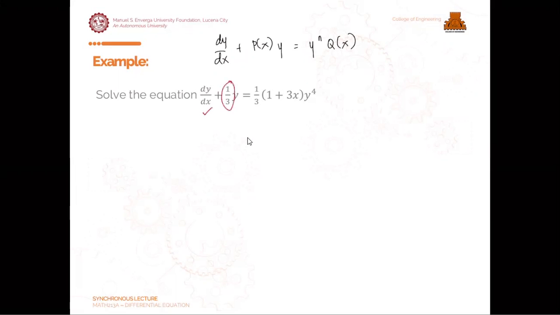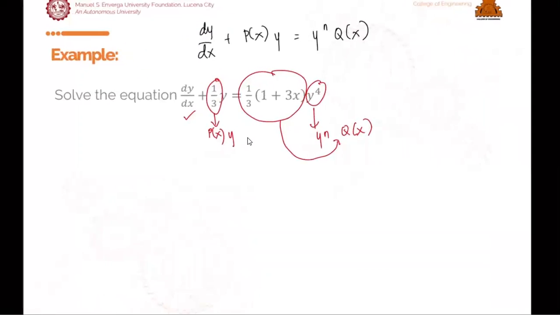Okay. Ito is yung p of x, y, and then ito yung y^n, ito yung q of x. Okay? So therefore, nasa Bernoulli form na siya. Okay? Ngayon, gagawin natin is yung first step, multiply natin both side by y negative 4.